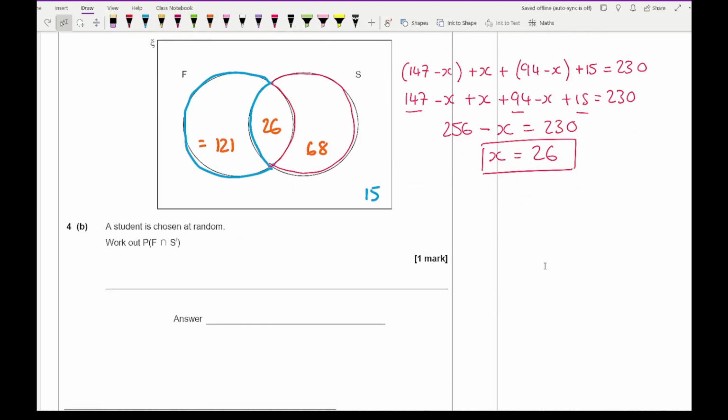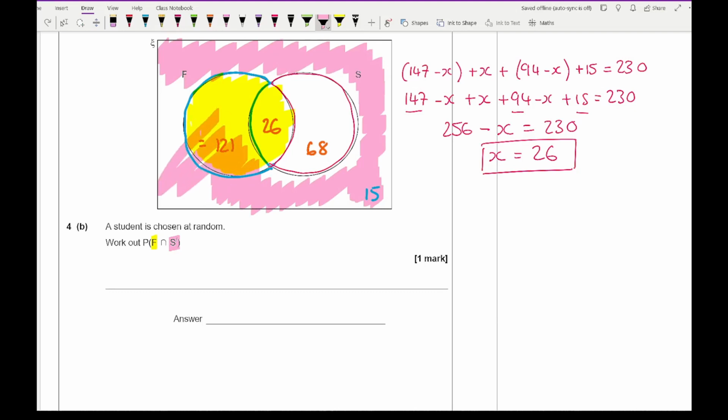Then moving on to 4b, it says a student is chosen at random. Work out the probability that they are French and not S. So if I start by highlighting F, F is everything in this yellow highlighted region here, and not S is everything that is outside of that circle of S, which is this bit here.